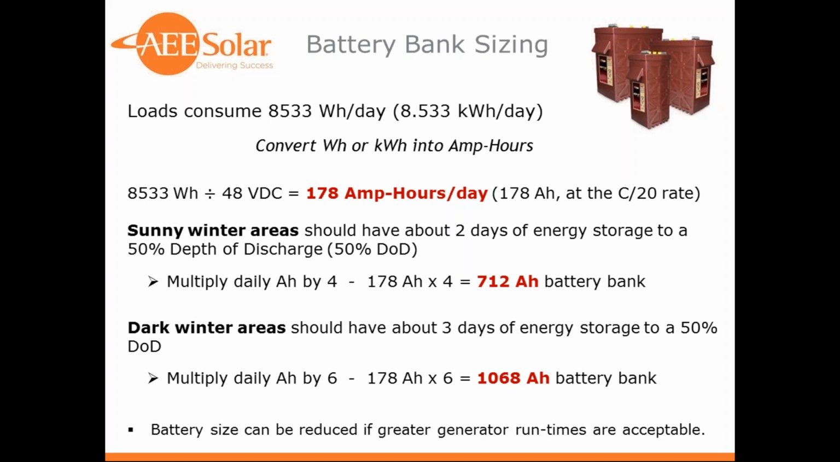We generally size lead acid batteries for a 50% depth of discharge. You can go down to 80%, but for maximum battery life, you don't want to go down below 50 very often. So we size for 2 days of storage to a 50% depth of discharge. So really what you do is you multiply the daily amp hour consumption by 4 for that 50%, because 2 days would be 50%. And we end up with a rating of approximately 712 amp hours for the battery bank.